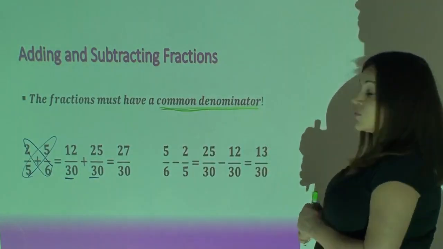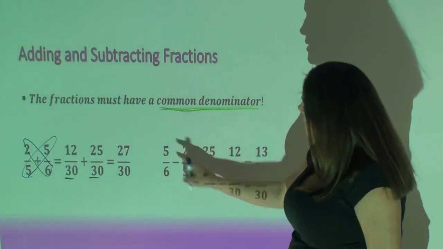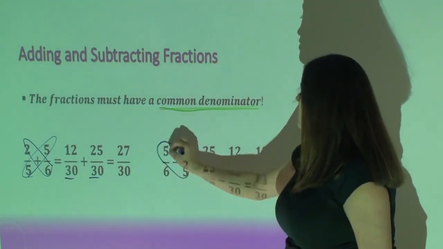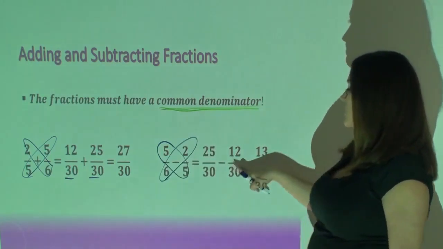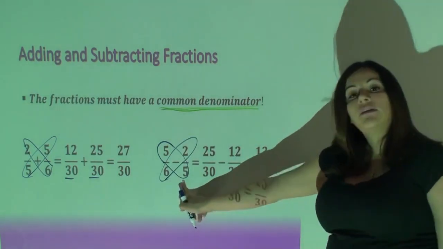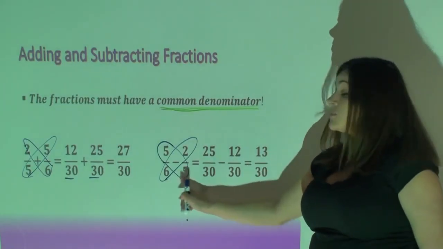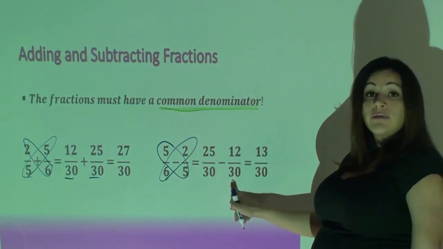And we use the same rules when we're subtracting. So again, we're going to cross multiply. So 5 times 5 over here is 25. And then we've got 6 times 2 is 12. And it looks like we have a 6 and a 5 in the denominator again. So all we do is multiply those. 6 times 5 is 30. And that's your common denominator.